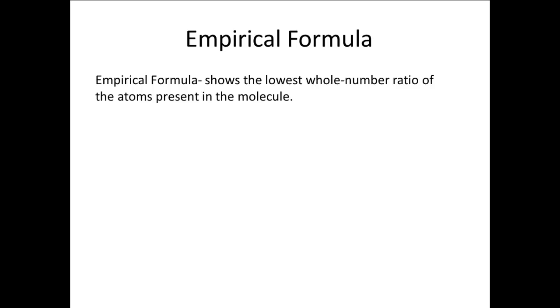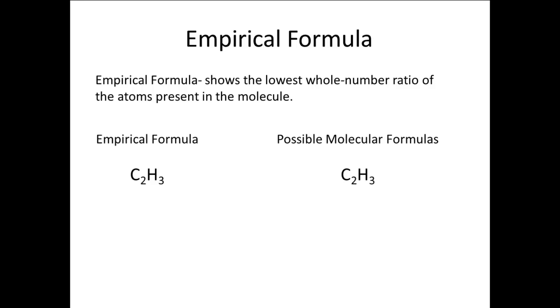Let's suppose we have an empirical formula of C2H3. Then the molecular formula could be C2H3. The empirical and molecular formulas can be the same. C4H6, C6H9, C8H12, C10H15, or any number of other possibilities that have the same ratio, 3 hydrogens to 2 carbons.